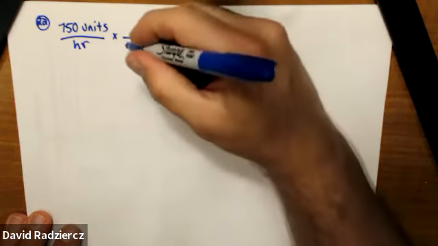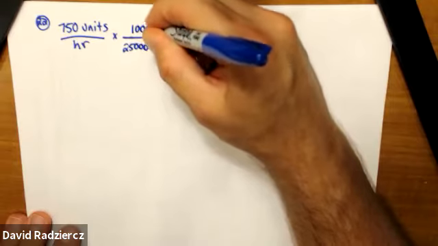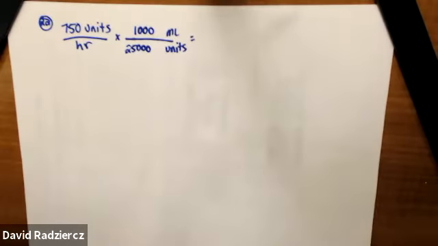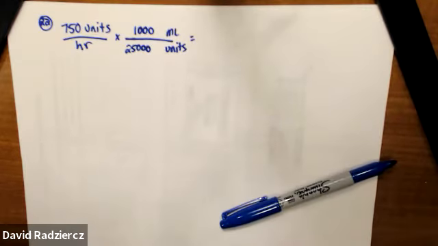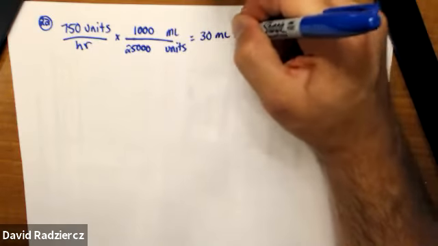It contains 25,000 units of heparin and 1,000 milliliters of the 5% dextrose water solution. I'm just going to multiply across the top, divide by the bottom. Plugging that into my calculator, 750 times 1,000 divided by 25,000 gives me 30 milliliters per hour.